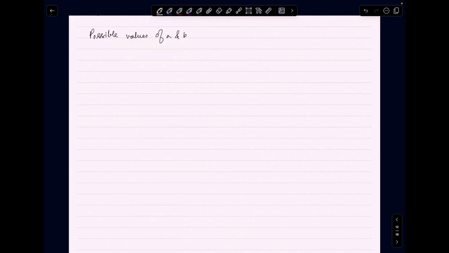So what can we write? We can write all the factors as plus minus factors. Plus minus 1 by 1, plus minus 1 by 2, plus minus 1 by 3, plus minus 1 by 6. Plus minus 5 by 1, plus minus 5 by 2, plus minus 5 by 3 and plus minus 5 by 6. These are the possible values of a and b.